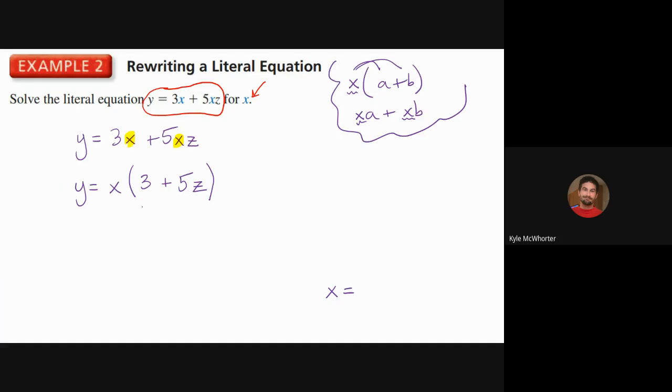So how can we get x by itself? Well, right now x is being multiplied by this big chunk of stuff. That's one operation that's happening to x, right? x is being multiplied by 3 plus 5z. So that means that we can divide both sides by 3 plus 5z.